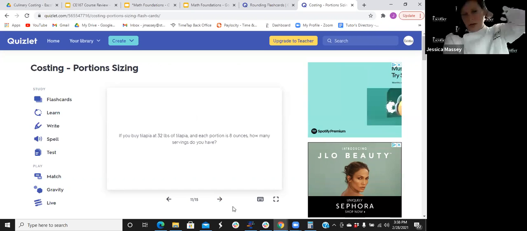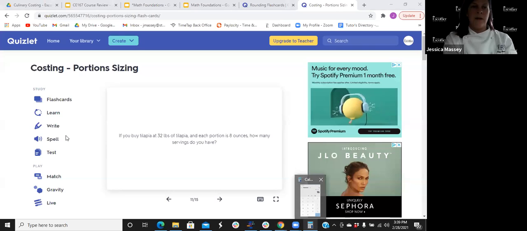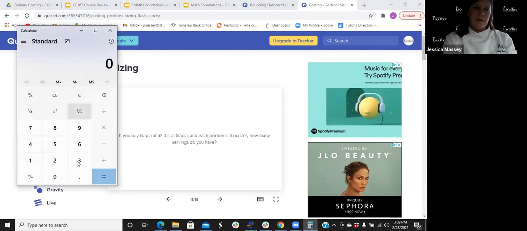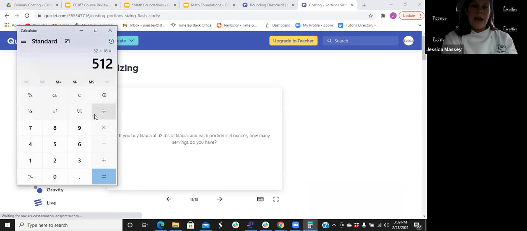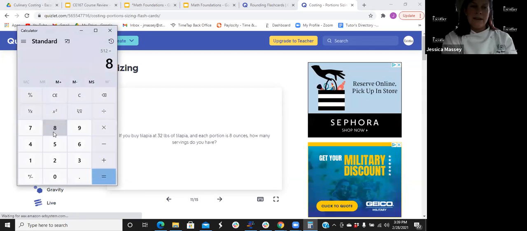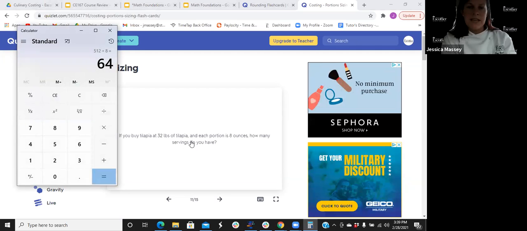So if you buy 32 pounds of tilapia, that's worded really terribly, and each portion is 8 ounces, and we have 32 pounds, how many servings do we have? Your first step, you would need to put that in ounces. So your 32 pounds of tilapia in ounces, 32 pounds times 16, because we know there's 16 ounces in a pound, is 512. If we divide that by 8, because we know there's 8 ounces in a portion, we would get 64 servings. Is that what everyone else is getting?